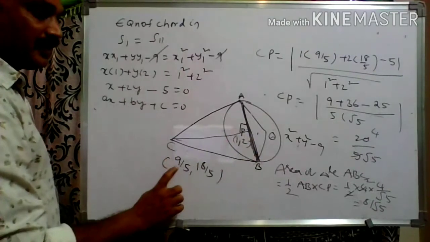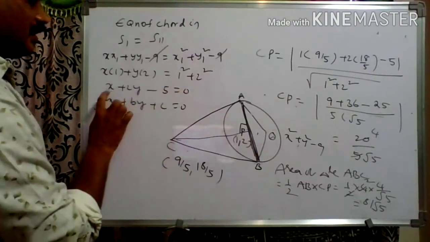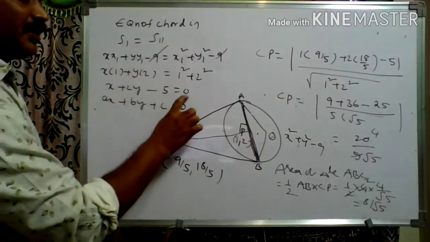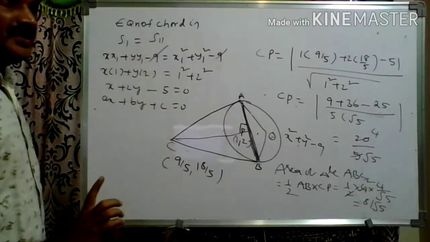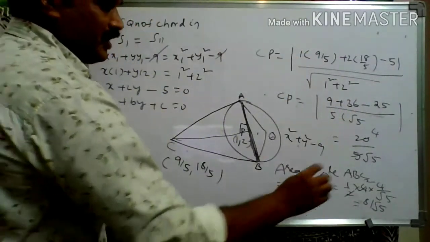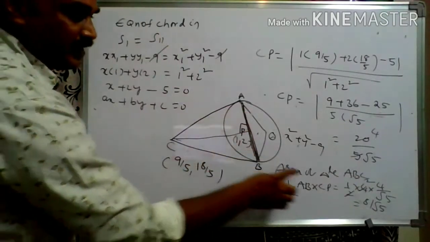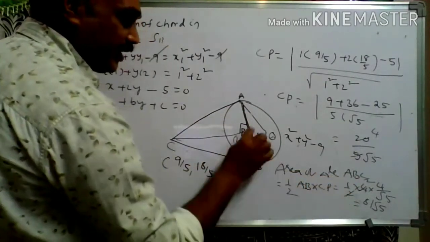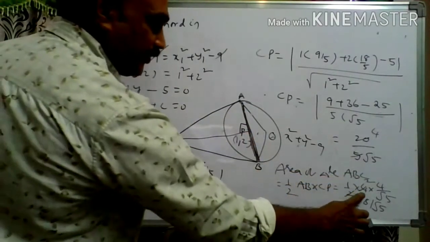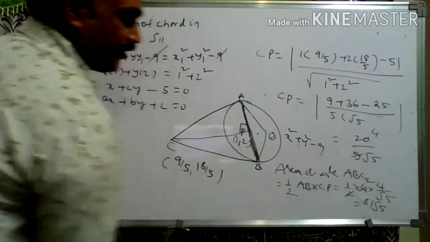CP is the perpendicular distance from (9/5, 18/5) to the line x + 2y - 5 = 0. Perpendicular distance formula: mod of (ax1 + by1 + c) by root of a square plus b square. Students, height is equal to 4 by root 5. Base is equal to 4. Area of the triangle is half of base and height. Base AB, height is CP. AB is 4, height is 4 by root 5. Two 2s are 4, 2 into 4, so 8 by root 5.